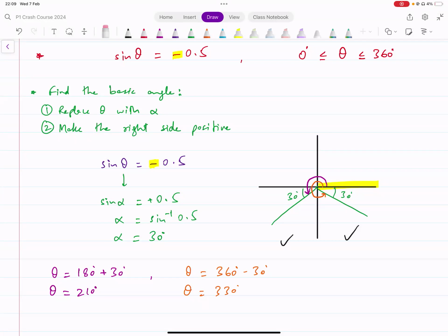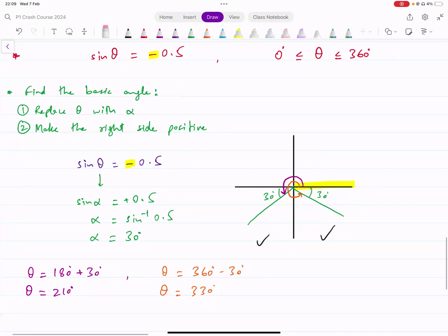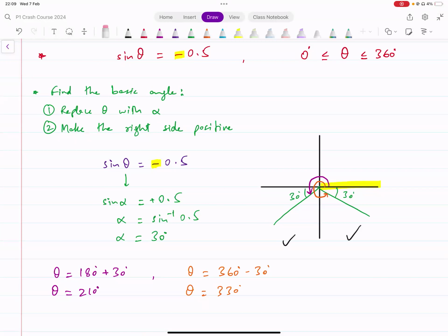So for deciding quadrants, you look at the original sign. You need to remember, okay? Not after you make it positive. You have to look at the original sign that's there in the question. Make sense? Okay, sir. Thank you.